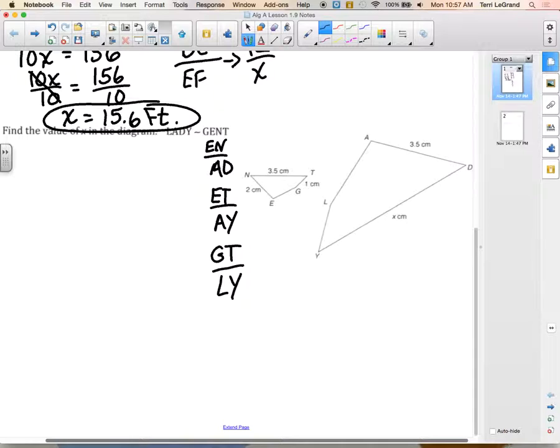Why do we want ET? Is there a side called ET? No, there isn't. We've got to get rid of that one. That's not a good one. So instead, we said we have EN, we have GT, we need NT. That's the one we need. NT corresponds with what? DY.